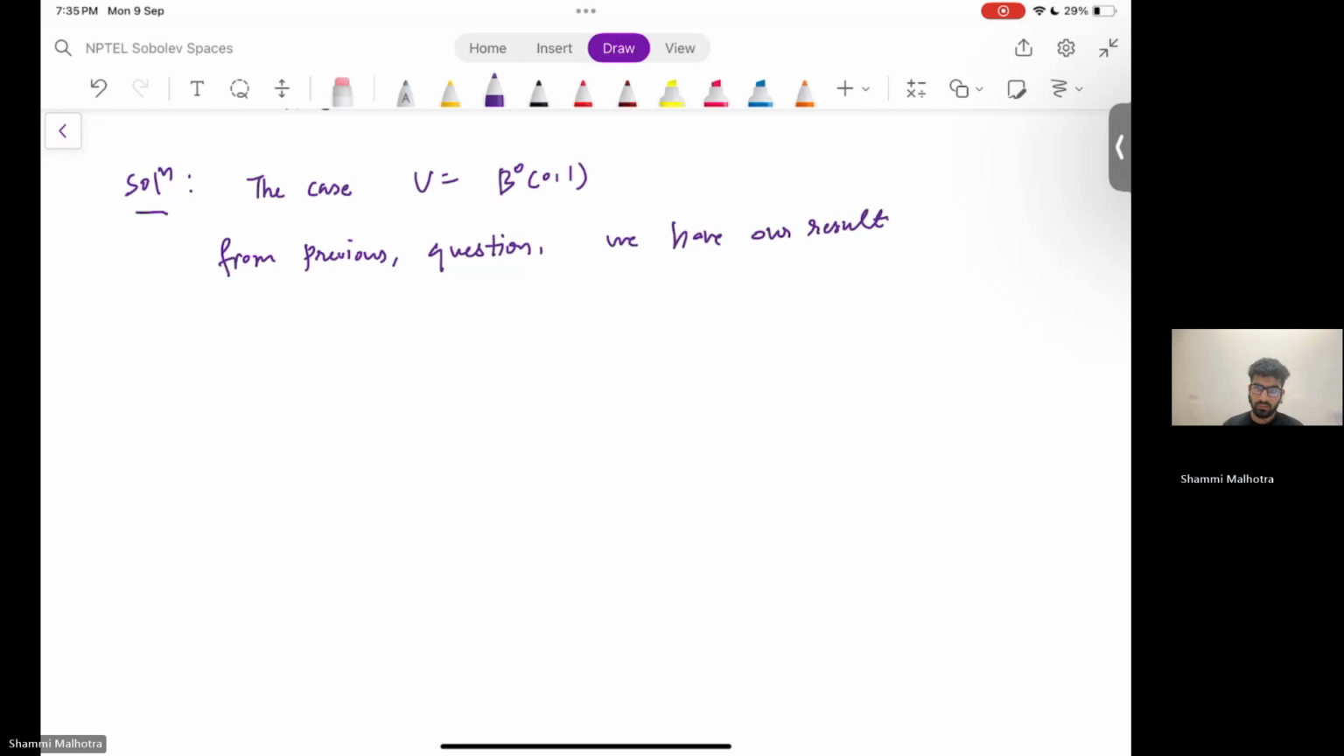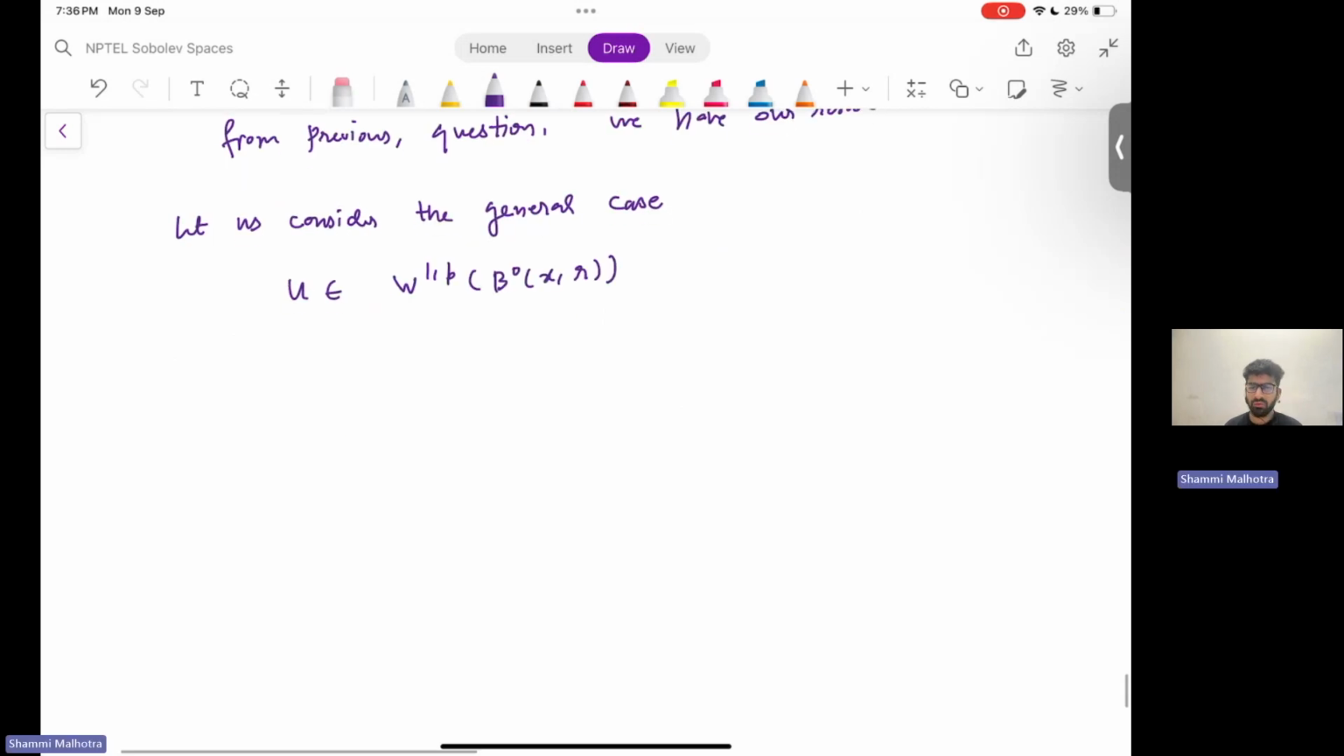So now let us consider the general case. So u will belong to W^{1,p}(B(x,r)). What we try to do is convert our problem back to the unit ball. So for that, we consider v(y) equal to u(x plus ry), where y belongs to my unit ball.